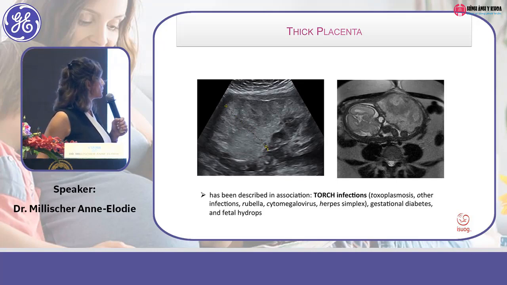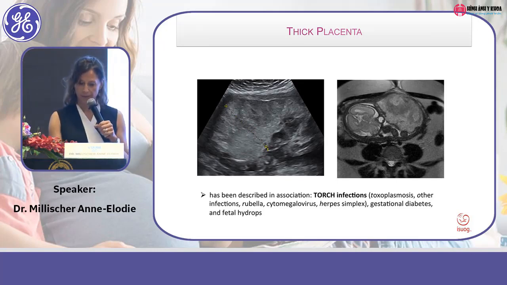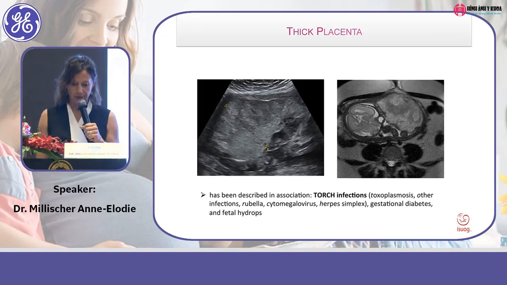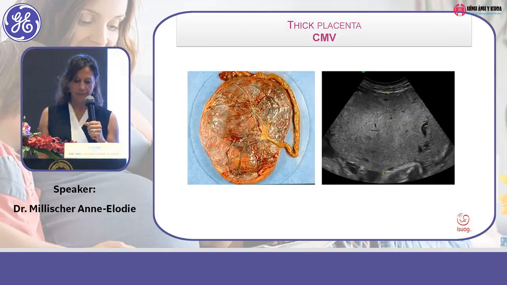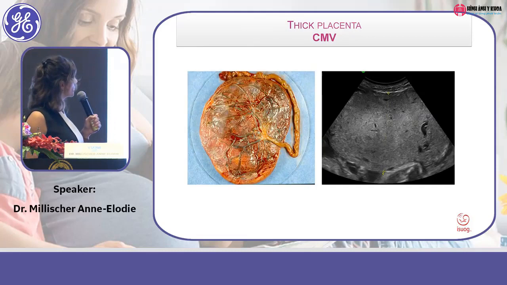But sometimes it's related to diabetes. Và đôi khi nó chỉ có liên quan tới đái tháo đường thai kỳ thôi. And possible fetal hydrops. Here you have an example of a very thick placenta, heterogeneous, due to an infection of CMV.